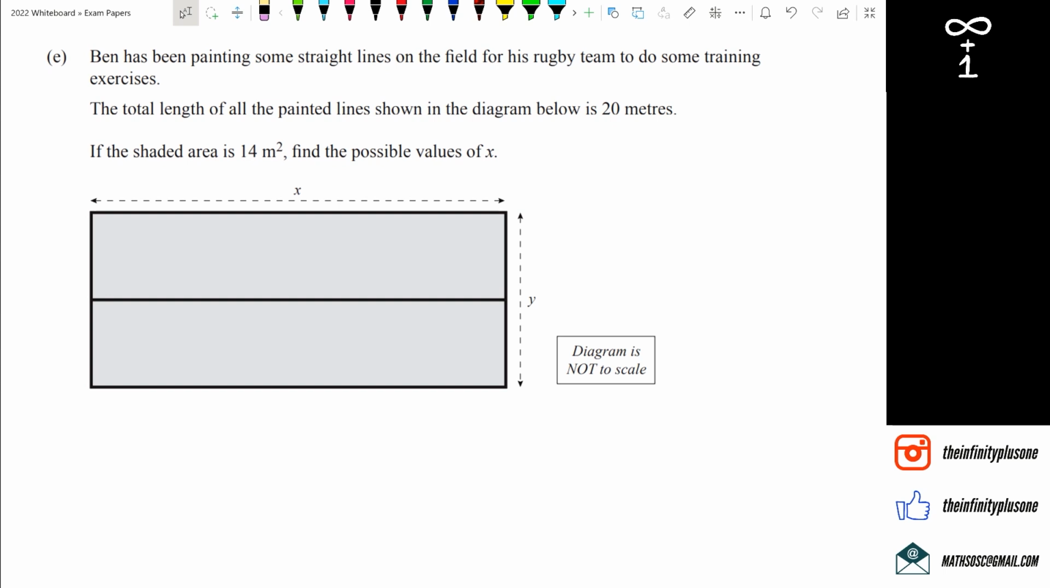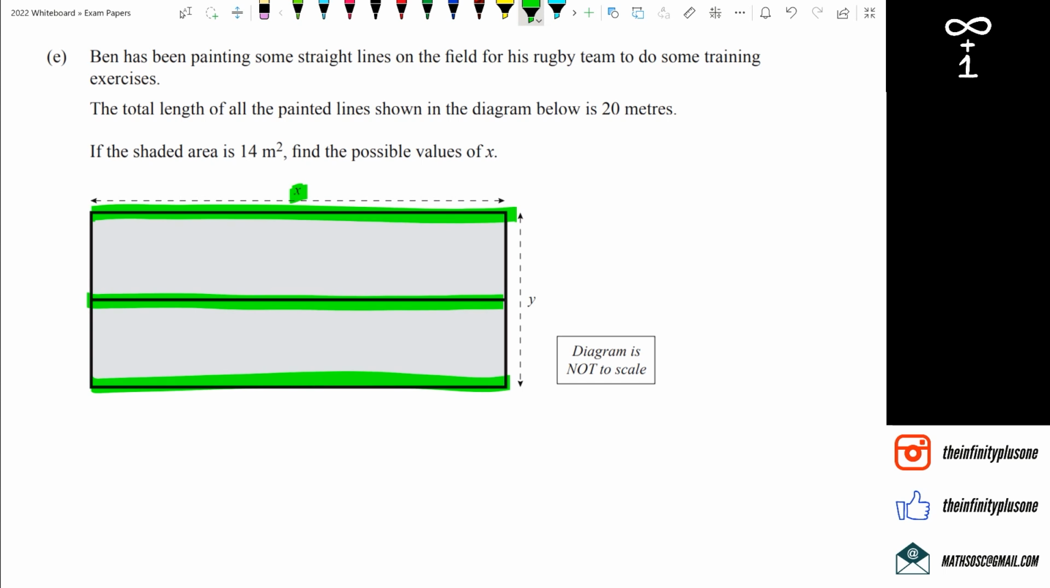All right, guys, so last question for this paper here. So what we've got here is total length of the painted lines is 20 meters. So the painted lines are in the diagram below. So we're going to assume that these are all the painted lines. So that's all my x values. And then this is my y values, which is 1y and 2y. So there's my first equation, right? I've got 3x plus 2y equals 20.